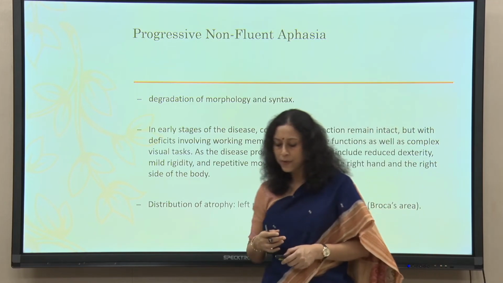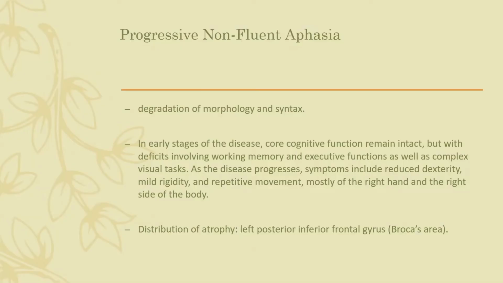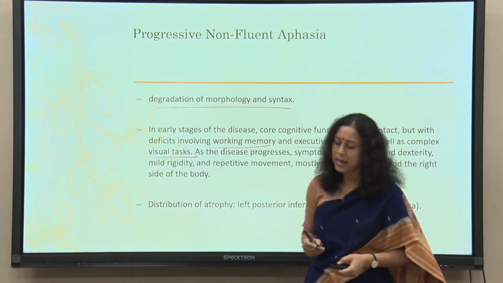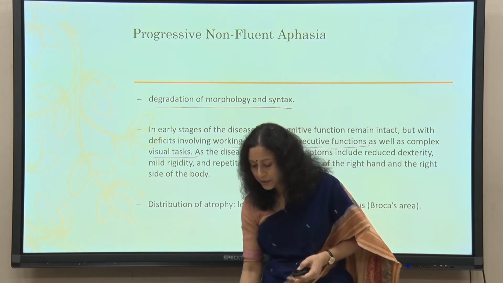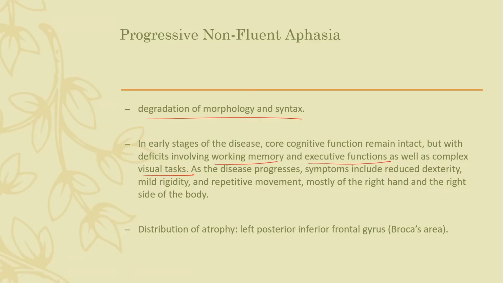So, progressive non-fluent aphasia, this is a case where typically the patients will show degradation of morphology and syntax. In the early stages of this disease, core cognitive functions remain intact, but gradually with time, deficits involving working memory and executive functions as well as complex visual tasks are found to be affected. So, what is the neural correlate of this? What is the neural substrate that is responsible for this?